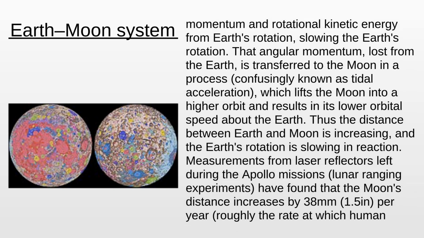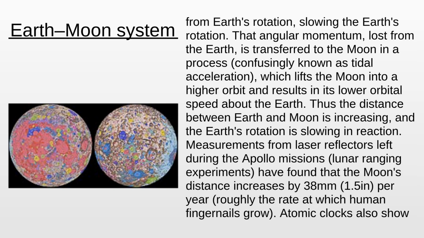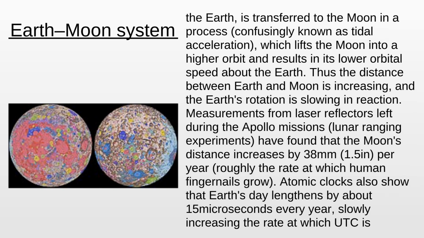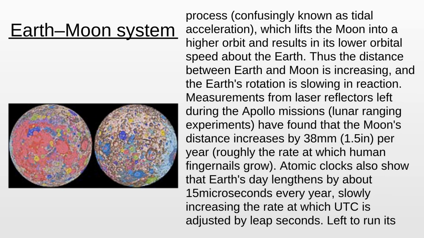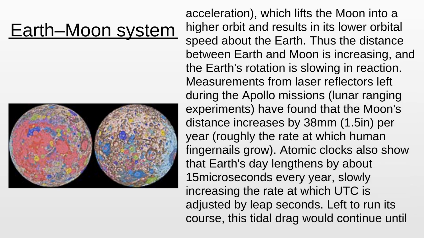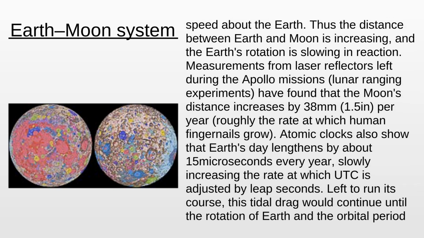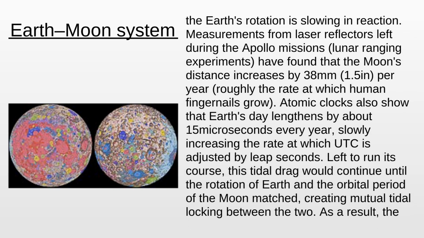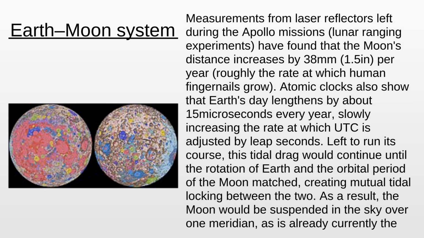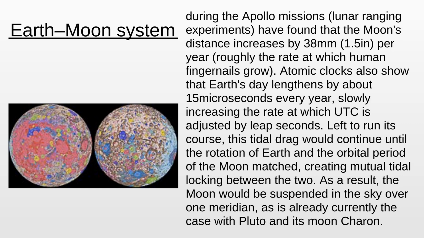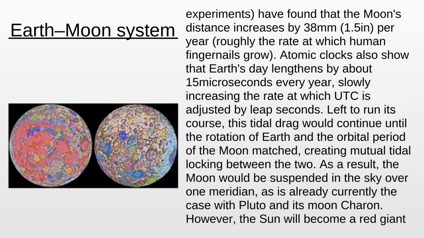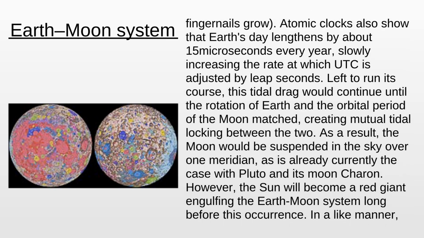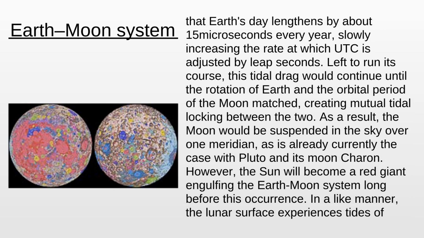While gravitation causes acceleration and movement of the Earth's fluid oceans, gravitational coupling between the Moon and Earth's solid body is mostly elastic and plastic. The result is a further tidal effect of the Moon on the Earth that causes a bulge of the solid portion of the Earth nearest the Moon that acts as a torque in opposition to the Earth's rotation. This drains angular momentum and rotational kinetic energy from Earth's rotation, slowing the Earth's rotation. That angular momentum, lost from the Earth, is transferred to the Moon in a process, confusingly known as tidal acceleration, which lifts the Moon into a higher orbit and results in its lower orbital speed about the Earth. Thus the distance between Earth and Moon is increasing, and the Earth's rotation is slowing in reaction.